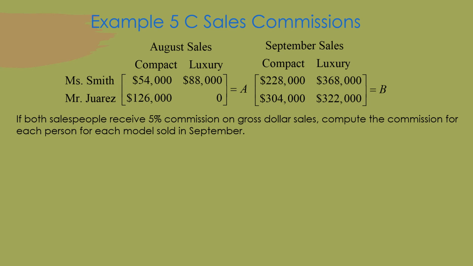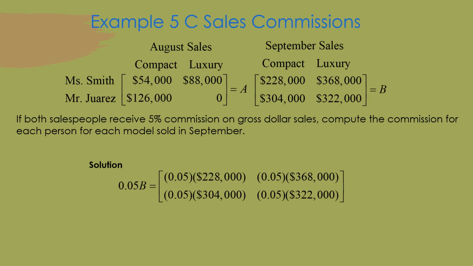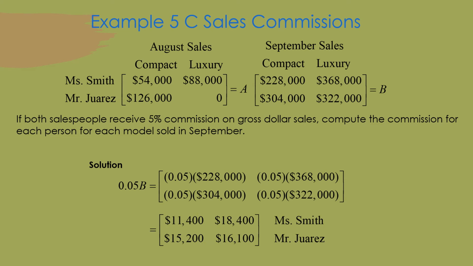And if we're trying to find the commission for this, then 5% of that is the commission. 5% of that will be 0.05 times B, and that is the answer.